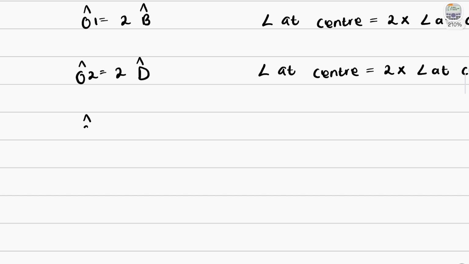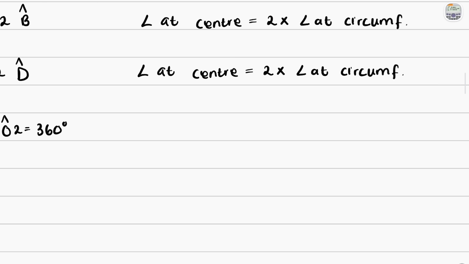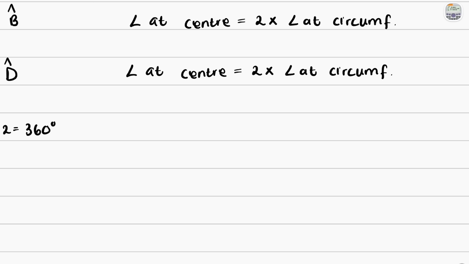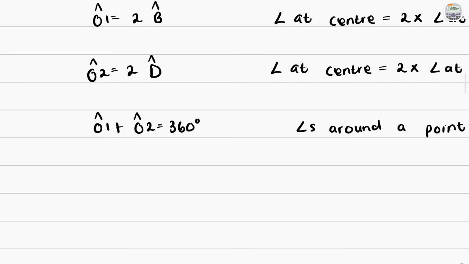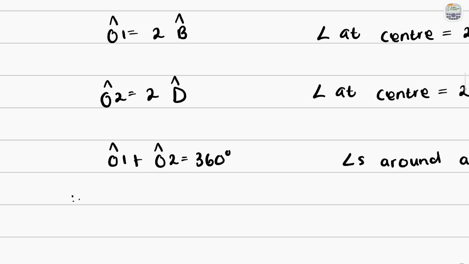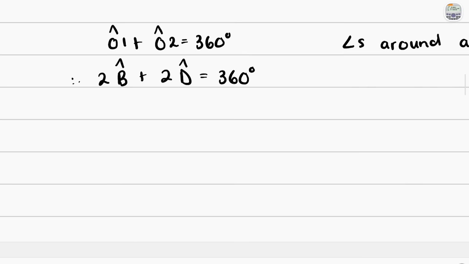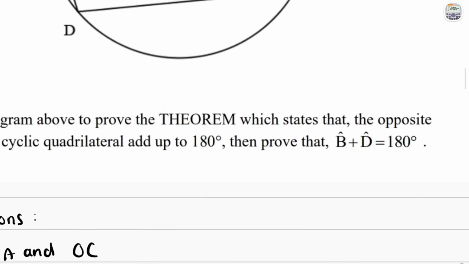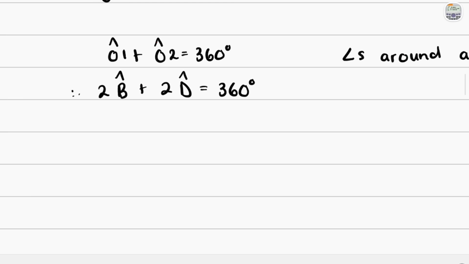So we can just show them angle O1 plus angle O2 is equal to 360 degrees, because these are angles that lie around the same point. Angles around the same point add up to 360 degrees. So there's our reason. And now, in place of angle O1 and angle O2, we can substitute what they are equal to. Our focus is on angle B and angle D. So angle O1 is equal to 2 angle B plus angle O2, which is 2 angle D, and this is equal to 360 degrees.